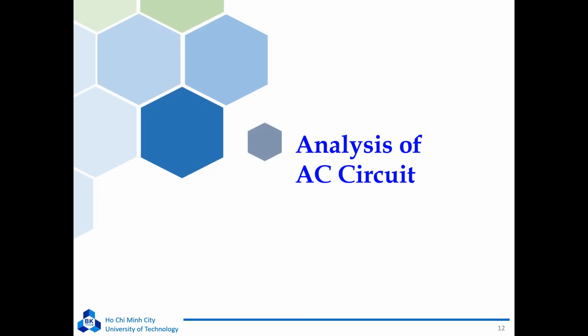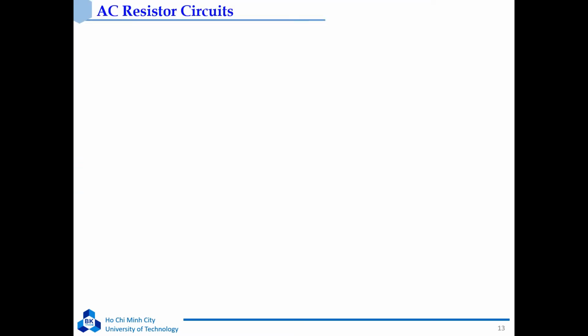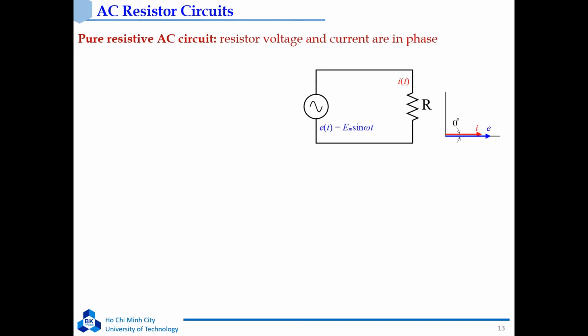Now let's analyze some AC circuits. First, we consider the AC resistor circuit. This circuit only has one voltage source and one resistor, and the current through the resistor can be calculated by using Ohm's law.